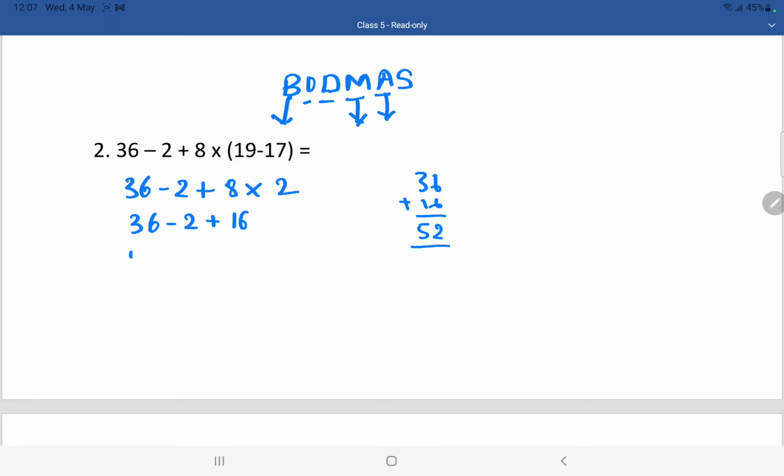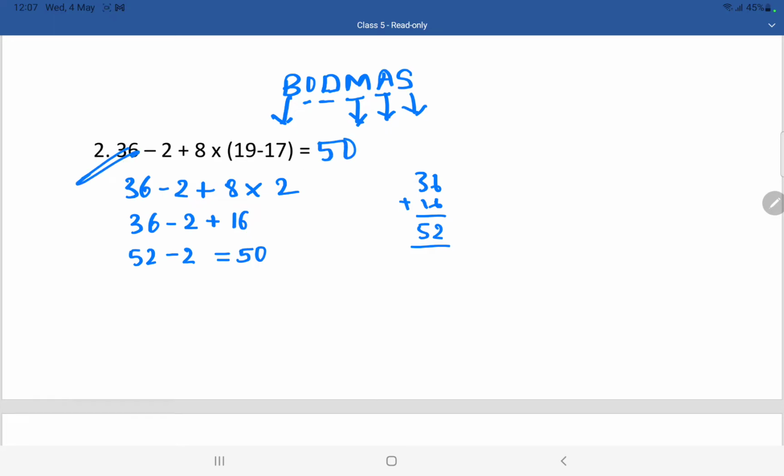Right? You will get 52. So I have added these 36 and 16. Okay? Next, we have subtraction also. Minus 2. Now what is 52 minus 2? 52 minus 2 is 50. So the answer for the second question is 50.